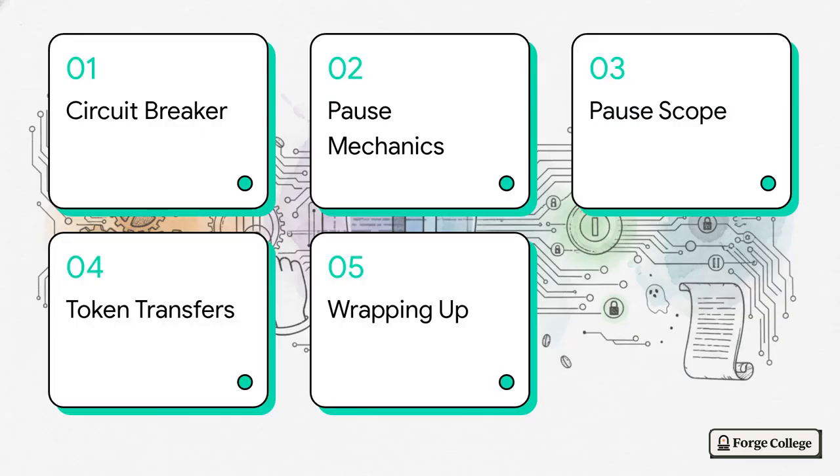Okay, let's dive into this architectural blueprint. Today, we're covering 5 key areas. First, the smart contract circuit breaker. Second, the mechanics of the pause. Third, designing your pause scope. Fourth, token transfers in practice. And fifth, wrapping up the pattern. Let's get right into it.